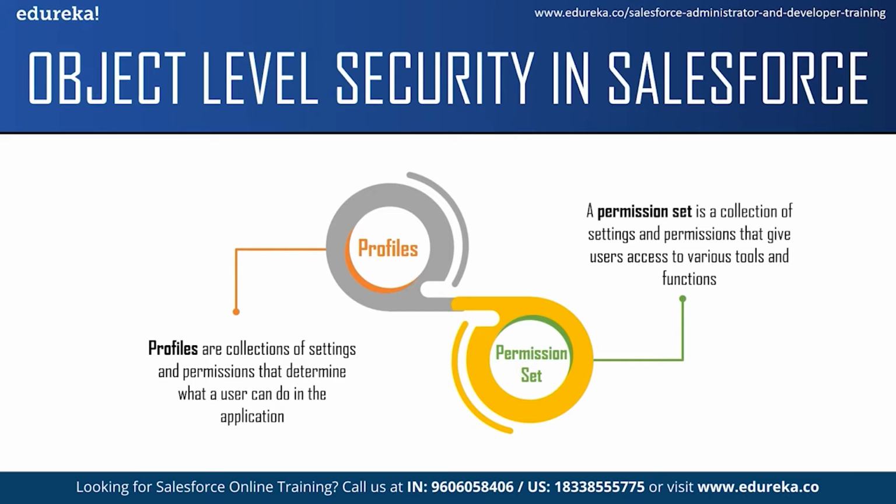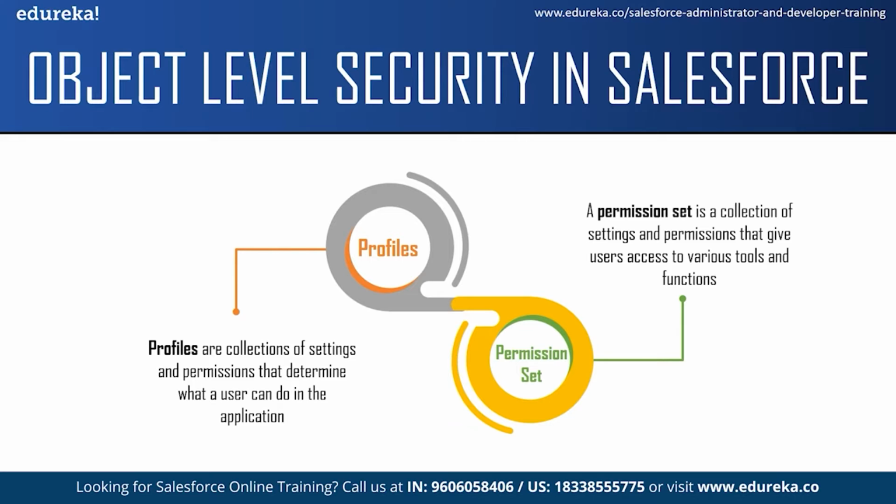So I guess you have some idea about profiles. Now let us see what are permission sets. Now a permission set is a collection of settings and permission that gives user access to various tools and functions. Permission sets extends user functional access without changing a profile. So if a permission isn't enabled in a profile to access an object but is enabled in a permission set, users with that profile and permission set can access the object. It's just like additional access to object.